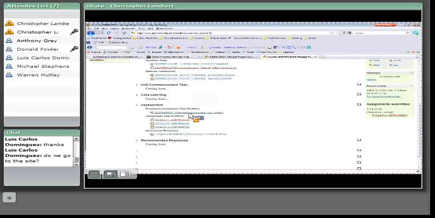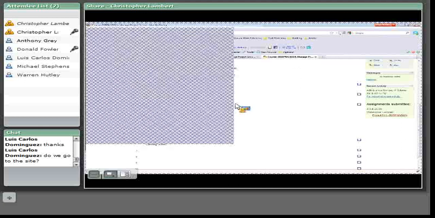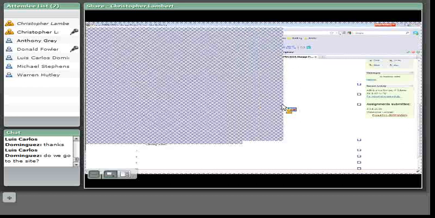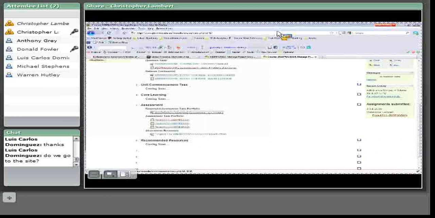The assessment, this is what the assessment looks like. I'm not sure that it's going to show. Yeah, it doesn't show on your screen. It is a PDF document, so you can download it. It will tell you how to go about the assessment and what's required from the assessment. Underneath there, you will see the templates that you need to fill in for this unit.